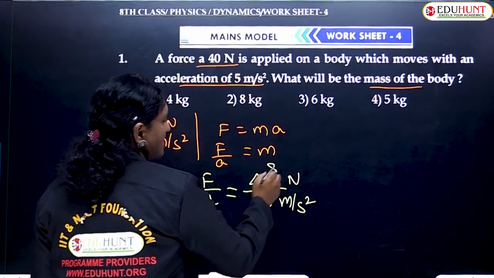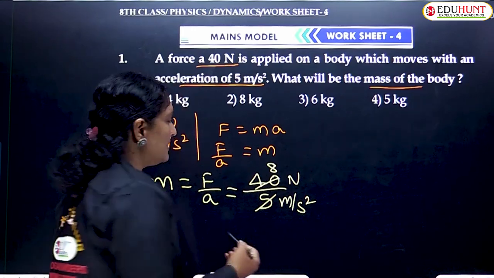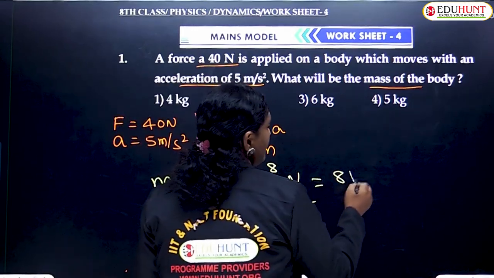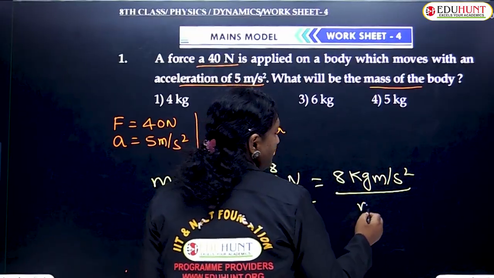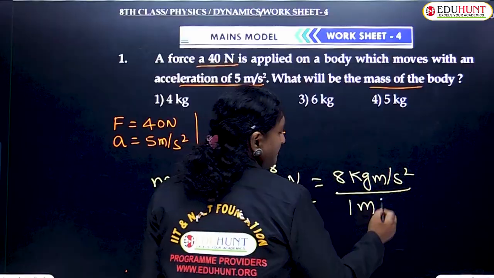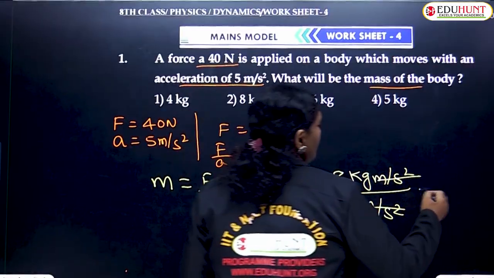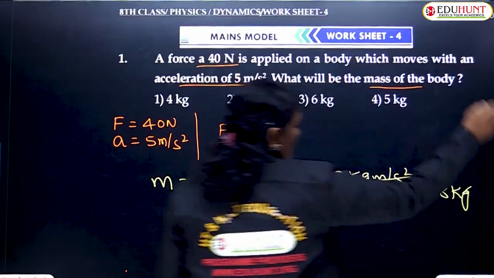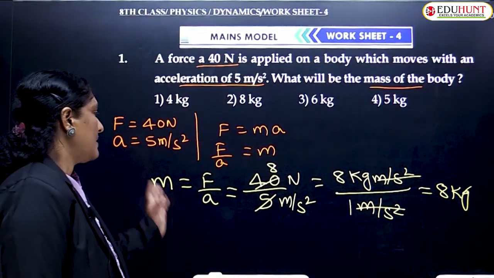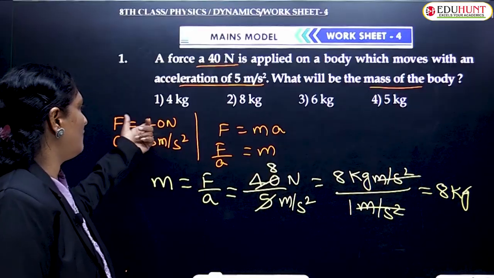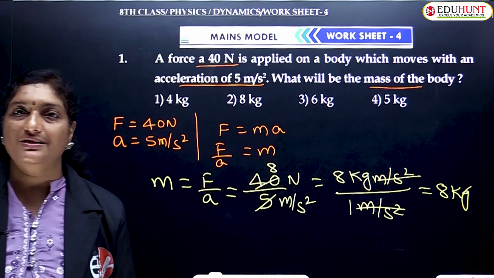5 eights are 40. So you got it as 8 Newton by meter per second square. Newton can also be written as kg meter per second square, divided by meter per second square. These are the same units, hence your answer will be 8 kg. So conversion of units also I am trying to explain to you children. Okay, so mass is how much? F by a. F is nothing but 40, a is 5. So 40 by 5 is 8. So the answer is 8 kg.